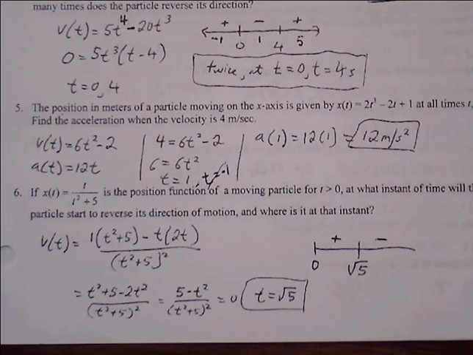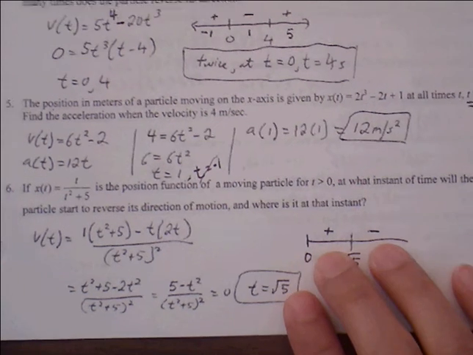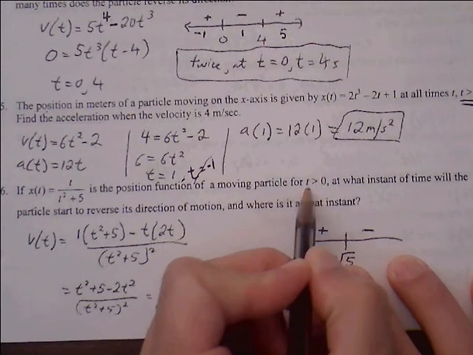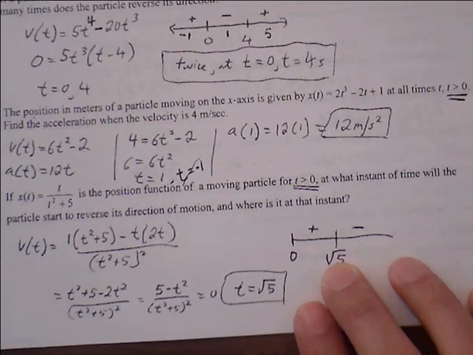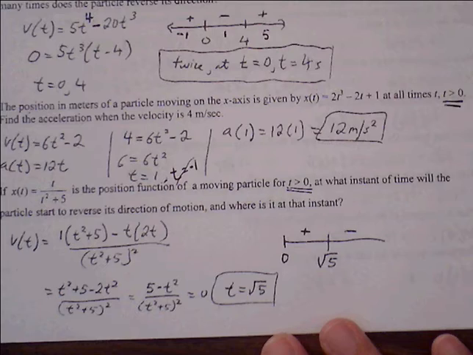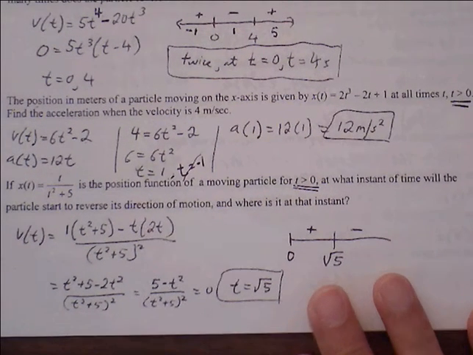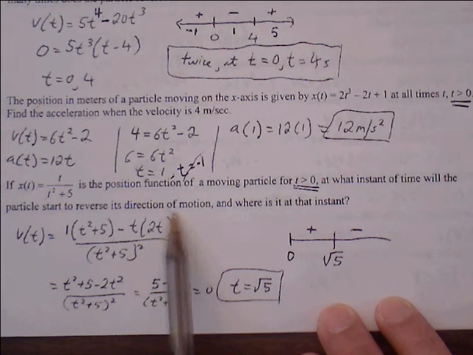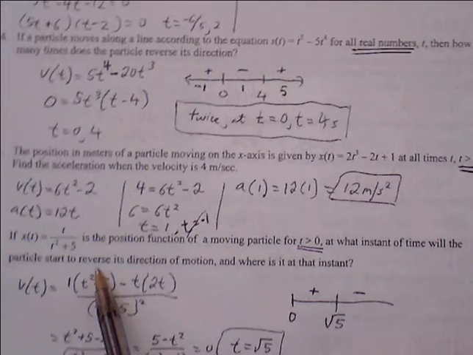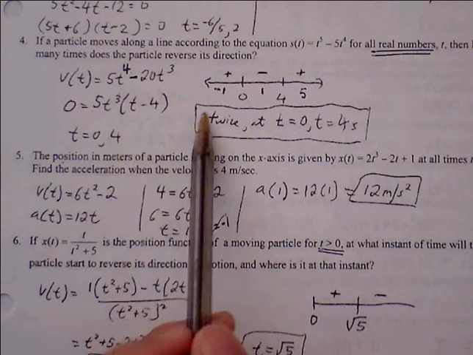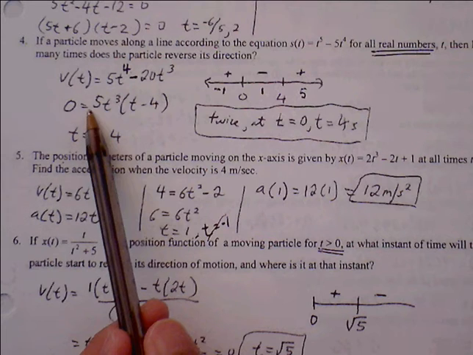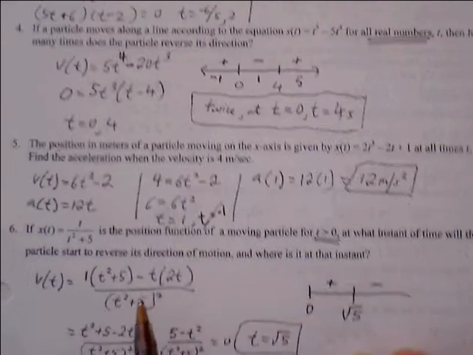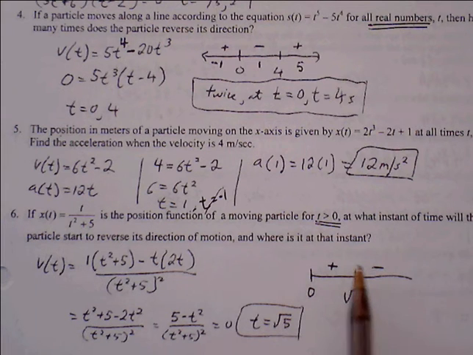Okay, number 6, we have our position function given to us, t over t squared plus 5. Again, our condition here, time is greater than 0. At what instant of time will the particle start to reverse its direction of motion, and where is that instant? So we want to find out the moment in time when the particle reverses its direction. So just like number 4, we're going to determine when the particle is at rest by setting velocity equal to 0, and then from there we can determine through sign changes if there are any sign changes at that moment in time.